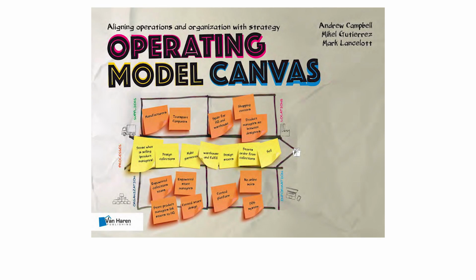So the operating model canvas can be used to help managers convert their strategy into decisions about how to set up and design their organizations and their operations. To learn more about this tool and to learn more about what is an operating model, do get a copy of my book, Operating Model Canvas.